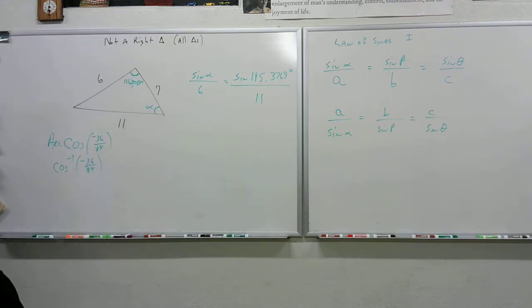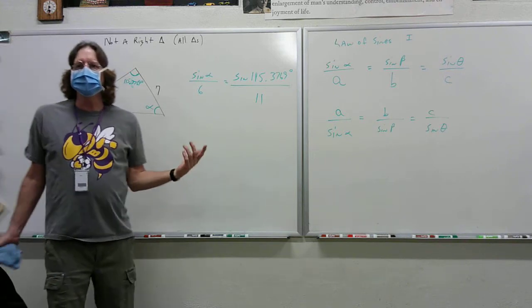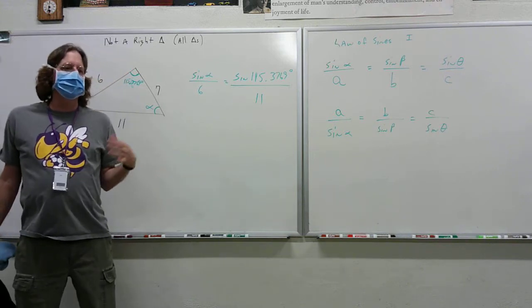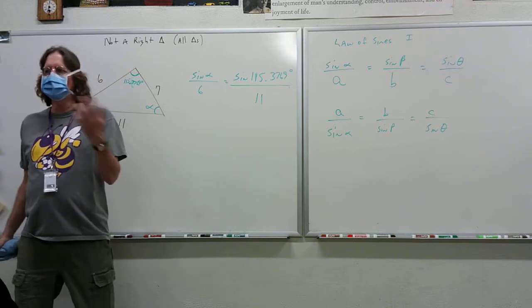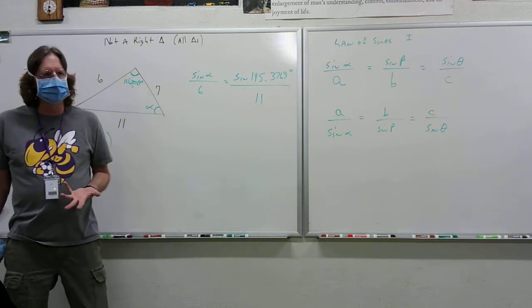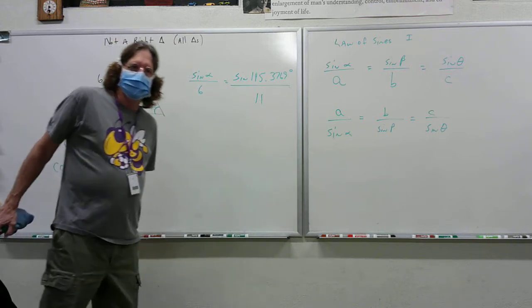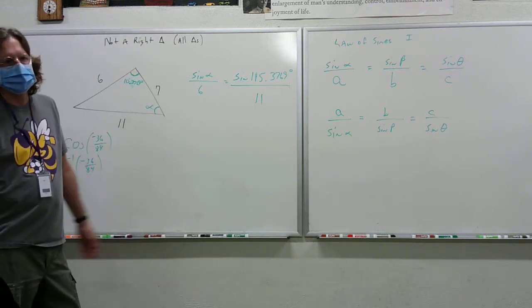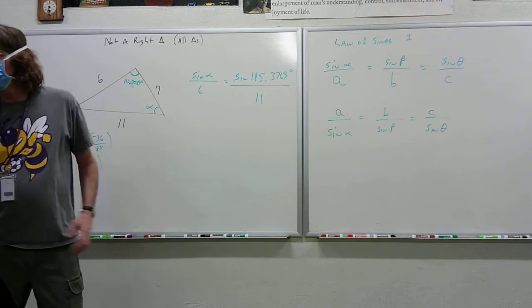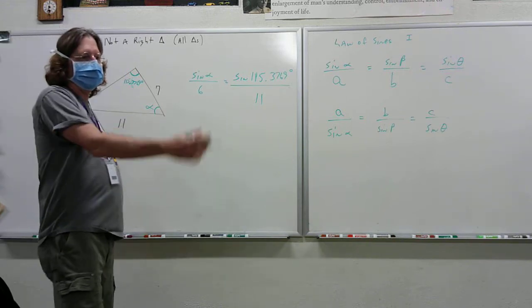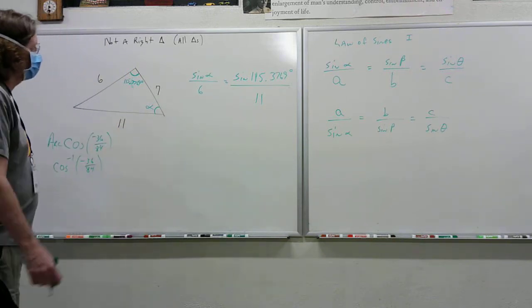Once you do law of cosines, if you have to, students always ask me, how do you know which law to use? I always try to use law of sines first, and if it won't work, law of cosines. But I'll just tell you real simple. If you don't know an angle and a side opposite it, you've got to use law of cosines. As long as you know an angle and a side opposite it, you can use law of sines, usually.